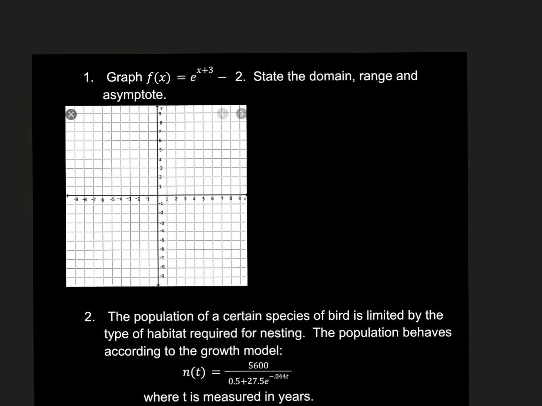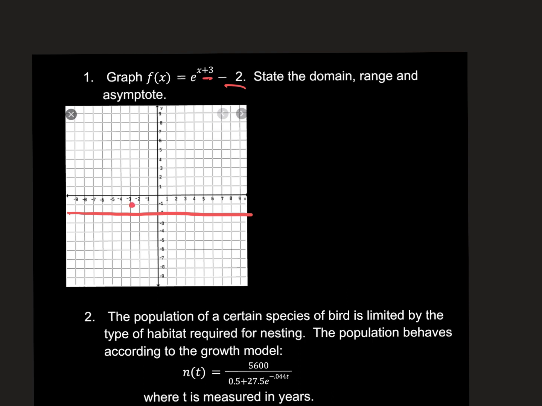So first of all, I see a -2 on the outside. That means it's been shifted down 2, so I'm going to put the asymptote down 2. Usually I go 1 above the asymptote, which I'm going to do, but the exponent has a +3 in it, which just means you go left to right opposite what you think. So I'm going to go up 1 and left 3, so my point's going there.